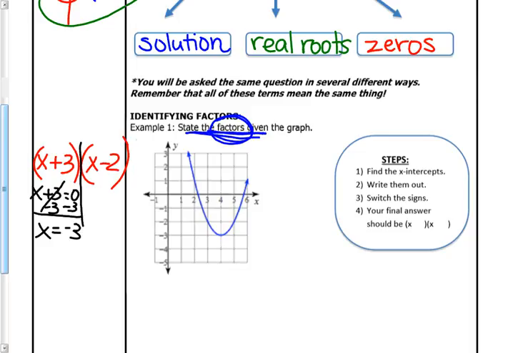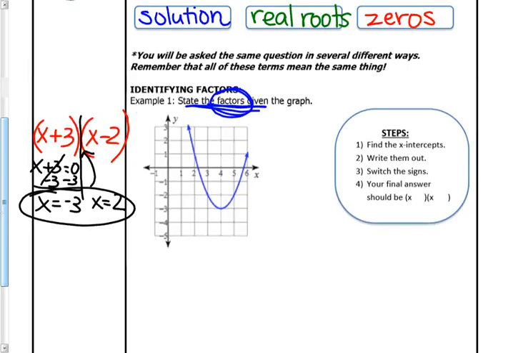So this would have been where it crossed the x-axis. Over here, the solution to this one, the opposite sign of a -2 would be a +2. So we could also say that that would be my answer. So we could actually work backwards. If we have the solutions to begin with, then we can work backwards and just change the signs, or switch my signs to find my factors. Okay, so let's do an example of that.